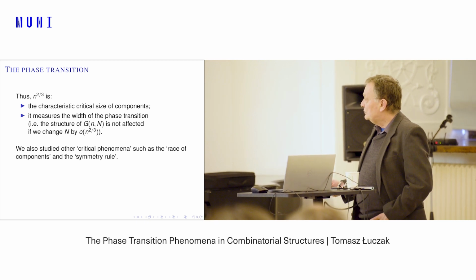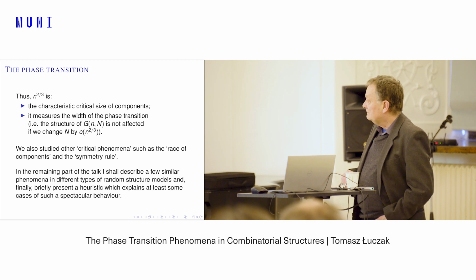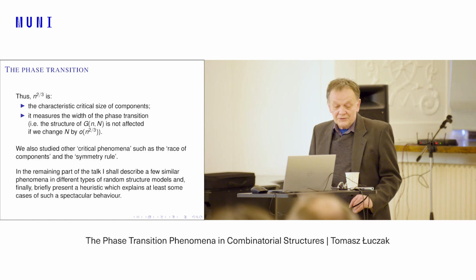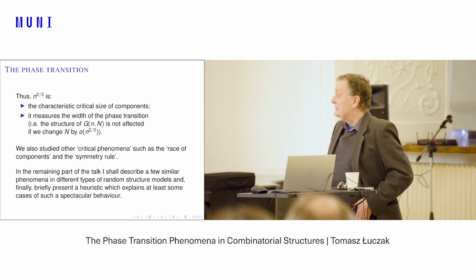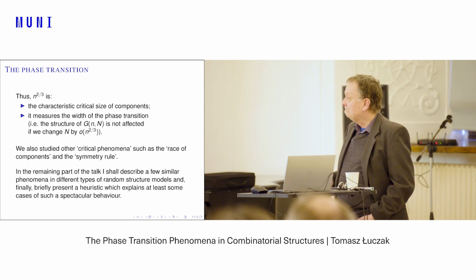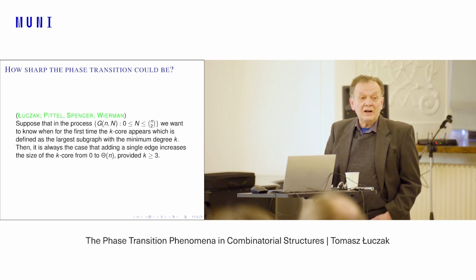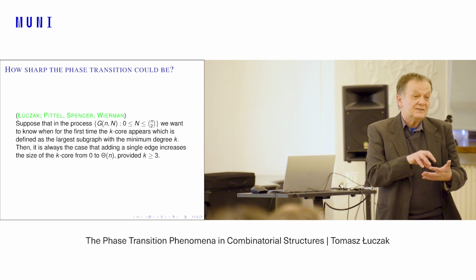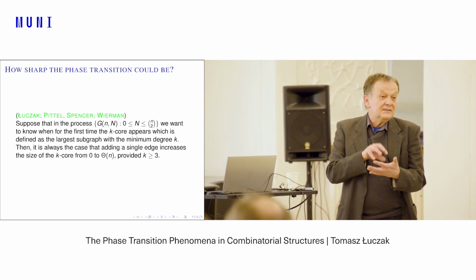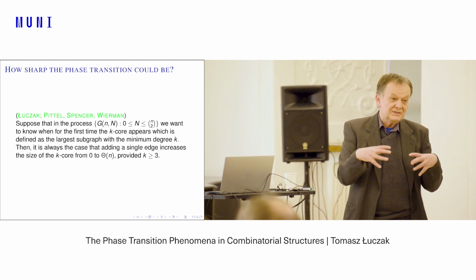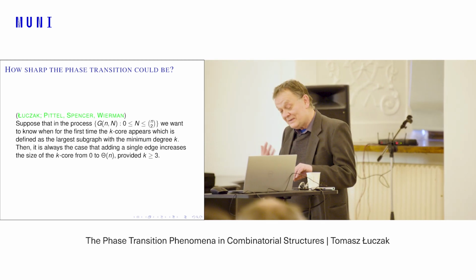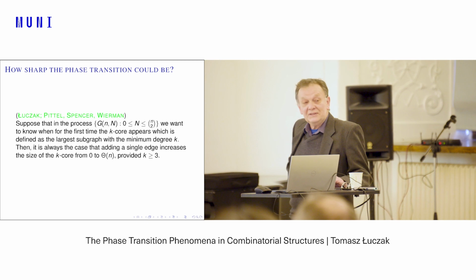So what I would like to do in the rest of the talk is to describe a similar phenomenon in different types of structure. And at the very end, I would like to present some heuristics which explain such behavior. So how sharp can the transition be? Here the width was n to the two-thirds. So in the critical phase, we need to add at least n to the two-thirds edges to glue these small components into one. Can this phase transition be sharper? It turns out that it can be.